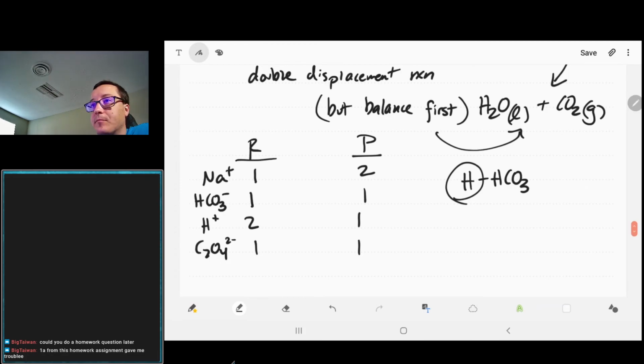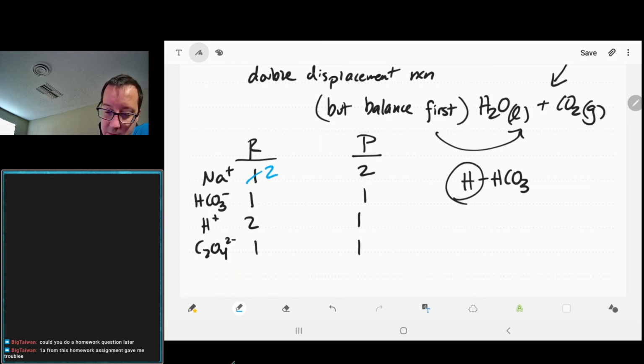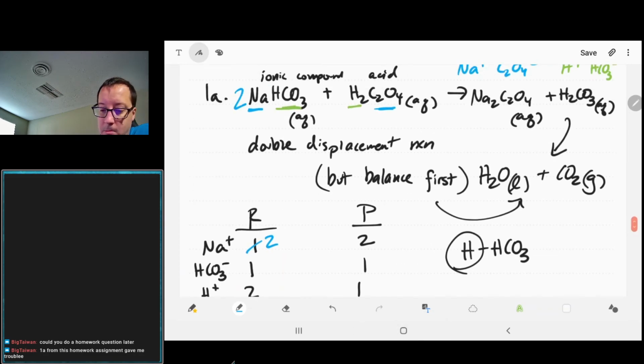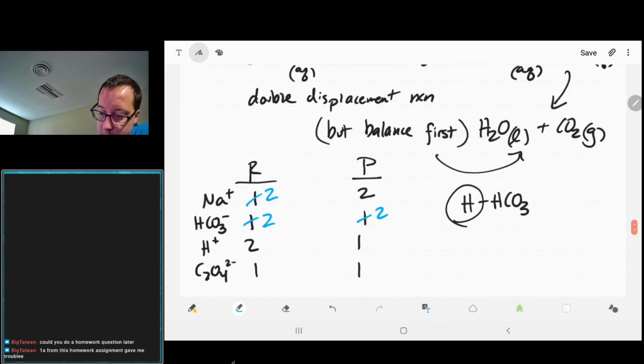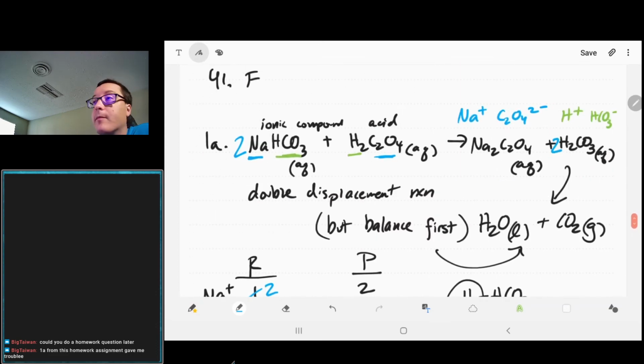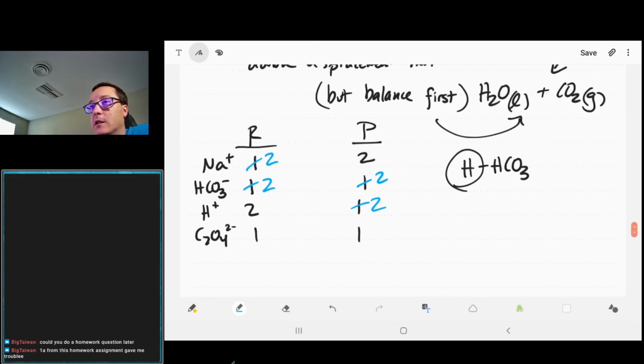So if we want to balance this, let's just go down the line. We're going to want to change our sodium to 2. That will also bump our bicarbonate up to 2. So if we need to fix that on the right side, we need to make that into a 2. Which will also end up changing our hydrogen. And now we have everything in balance. So let's just rewrite it now with the correct stuff.